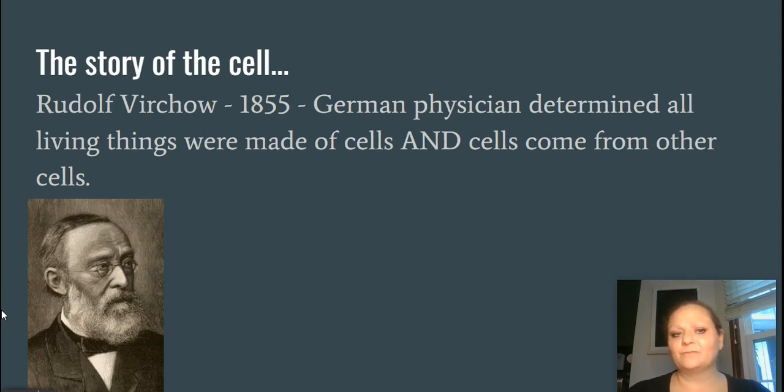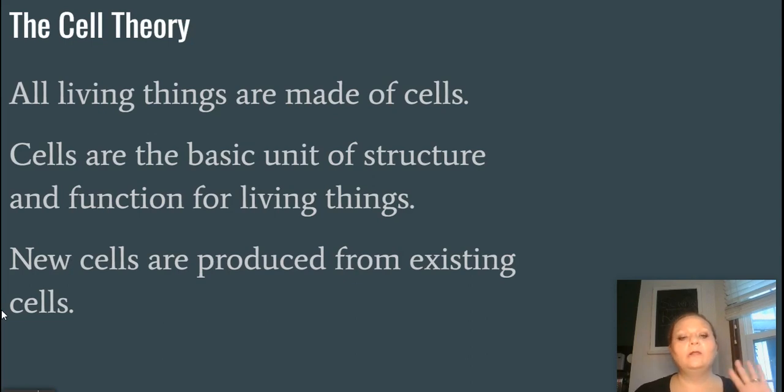So, true to the nature of science, all of these scientists added information, and that information gets built into the theory, all of it. You don't just get to say, "Oh, I don't believe this part of the theory." All of it has to be included. And so the cell theory is: all living things are made of cells. Cells are the basic unit of structure and function for living things. And new cells are produced from existing cells. In other words, cells have to come from pre-existing cells. So all of that is part of the cell theory.